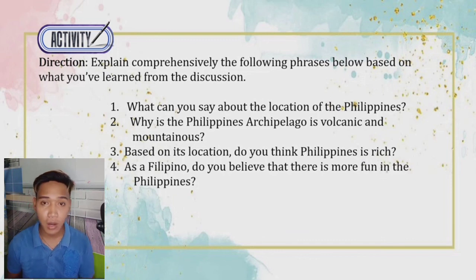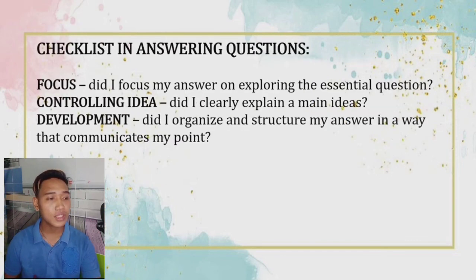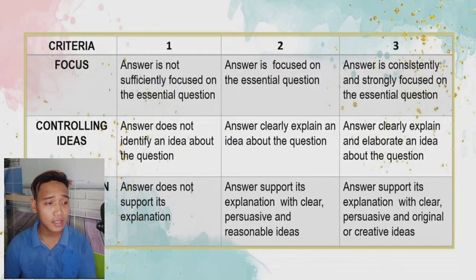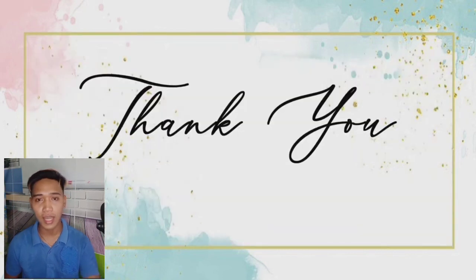And for your activity, you are going to answer these four questions. Just explain comprehensively the following phrases below based on what you've learned from our discussion. This is your guideline in answering the questions. You have to read and understand the focus, the controlling idea, and the development also. And this is the rubric, or the criteria, on how your activity will be graded. Is that clear? Okay, very good.